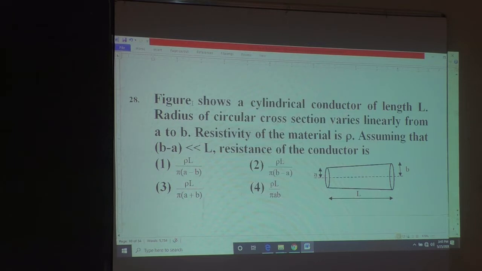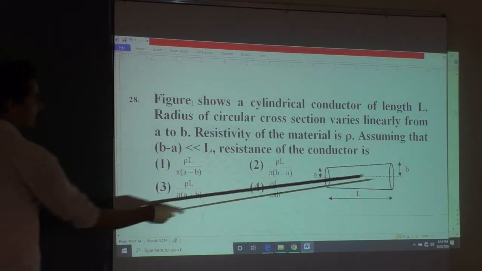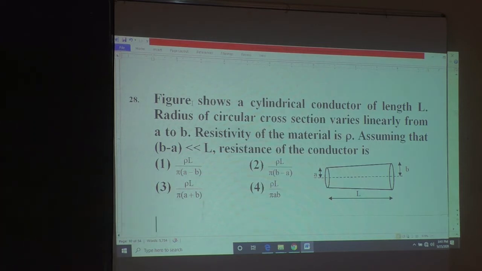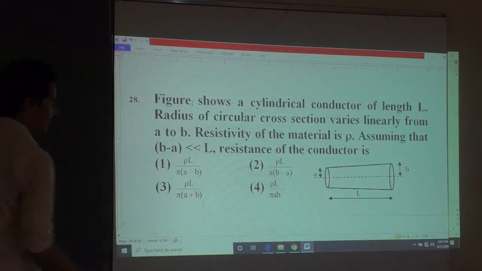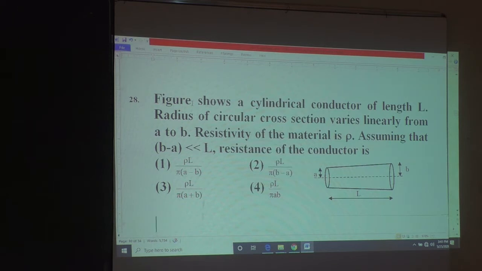Figure shows a cylindrical conductor of length L and radius of circular cross section varies linearly from A to B. That means it is a uniform change of radius as you move from A to B. So as you move from A to B, the area of cross section is increasing. Resistivity of the material is rho, throughout, everywhere. Suppose this is a copper rod. Even if you cut it here, it is copper. Here, if you cut it, it is copper. So resistivity is rho. It doesn't change. Assuming that B minus A is much lesser than L, so that you can neglect it, the change is very small compared to the length of the rod, then resistance of the conductor is.